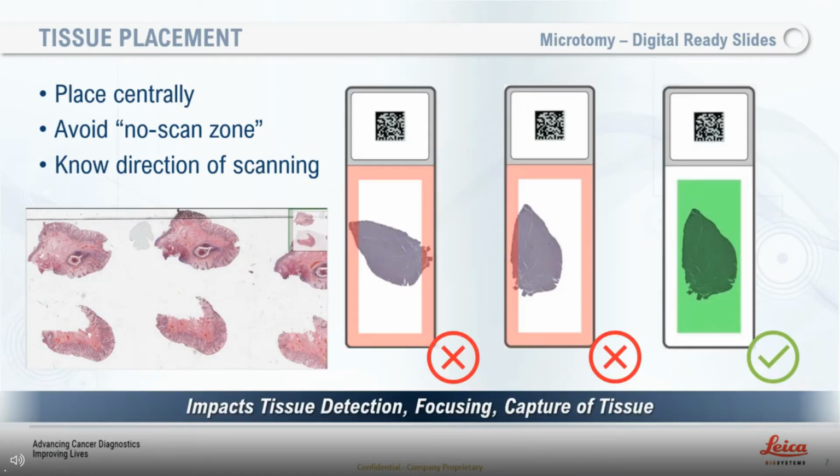Moving on, but still at the microtomy, is your tissue placement. So when you're actually floating your sections, you've got nice ribbons, you're floating your sections and the placement on the slide. Best rule of thumb is to place centrally.